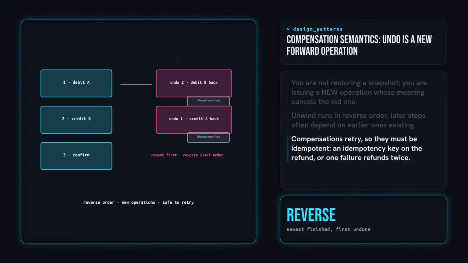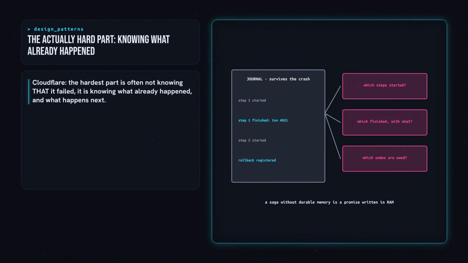Now the question the whole pattern secretly hinges on: when things explode, who remembers what already happened? Here is a sentence from Cloudflare's post that deserves a frame on the wall. When a multi-step application fails halfway through, the hardest part is often not knowing that it failed. It is knowing what already happened and what needs to happen next.